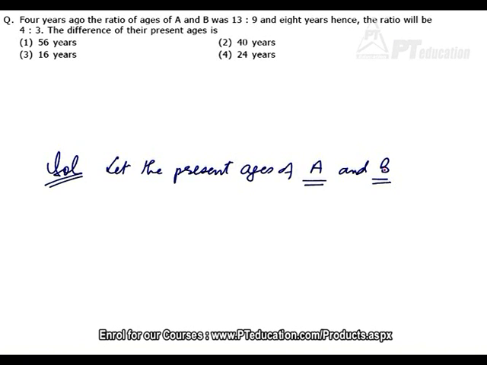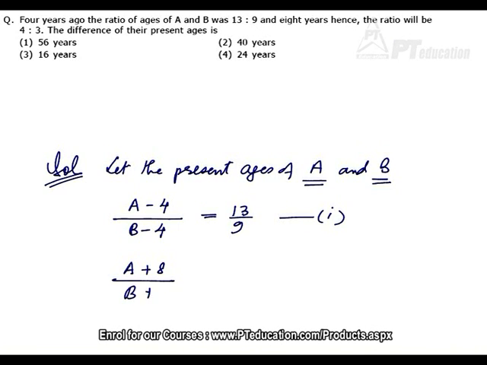So what will be the equations now? A minus 4 was the age 4 years ago and B minus 4 was the age 4 years ago. The ratio was 13:9. This is the first equation. And 8 years hence, A plus 8 upon B plus 8 will be 4:3. This will be our second equation. So you look at both the equations in the notepad carefully. A minus 4 upon B minus 4 is 13:9, the ratio 4 years ago, and A plus 8 upon B plus 8 is 4:3, the ratio 8 years hence.